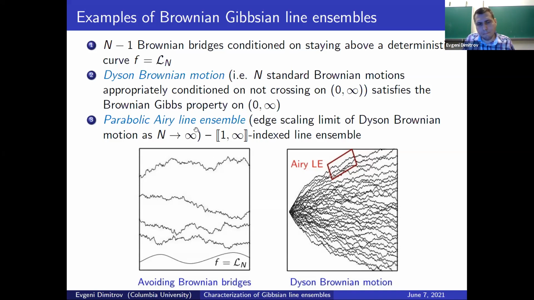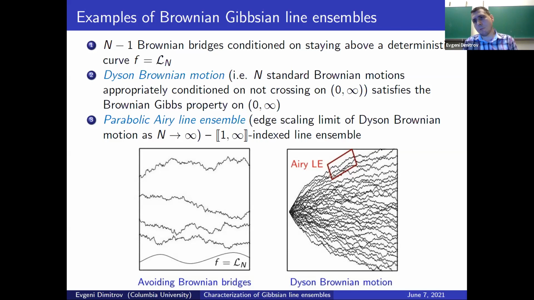And the third example that I'll mention is given by what's called the parabolic Airy line ensemble. This is one of the universal scaling limits in the KPZ universality class. The way that this object arises is through an edge scaling limit of Dyson Brownian motion. So you start your Dyson Brownian motion with n paths, and then you let n tend to infinity. And in a suitable window at the edge of this line ensemble, you will obtain in the limit as n tends to infinity an infinite line ensemble. So this parabolic Airy line ensemble will have infinitely many curves, and they'll also enjoy the same type of Brownian Gibbs property. Okay, so these are just some examples of objects that satisfy this property.